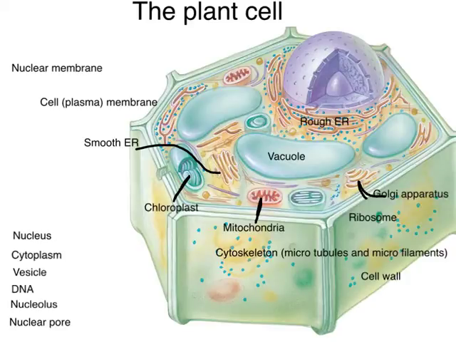The Golgi apparatus is responsible for transporting materials throughout the cell, including transporting materials that are going to leave the cell. Okay, so it receives things from the smooth and the rough ER, and then it modifies them, repackages them, and then ships them where they need to go, whether that be inside the cell or outside the cell. And that's what the Golgi apparatus does.